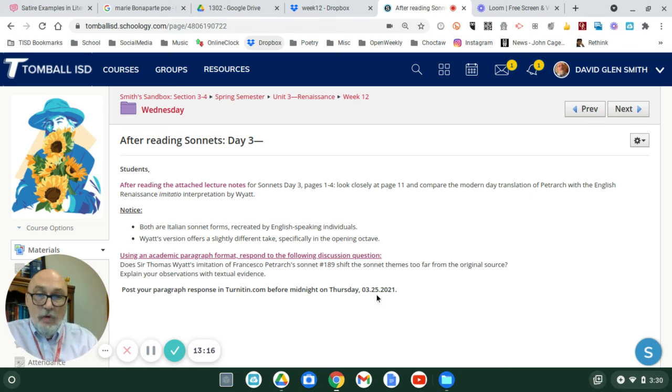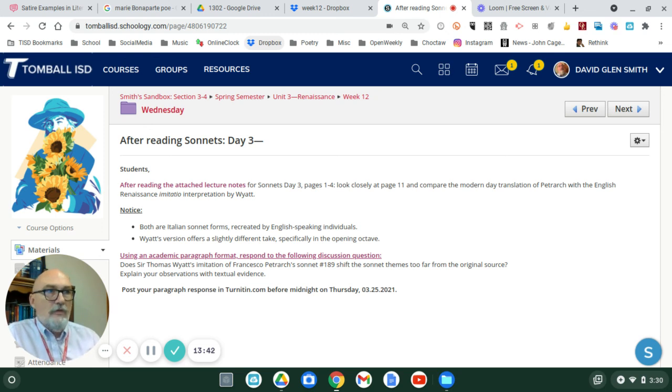Again, this is just an academic paragraph, major grade, so it's only 5 sentences or more, and you'll post it by Thursday at midnight, before midnight. Okay? So if you have any questions, let me know. It's a short, easy assignment. I just want to see how you understand the formatting of discussions towards sonnets.